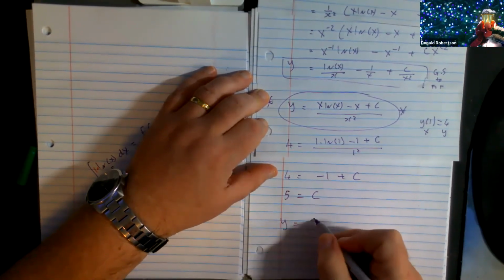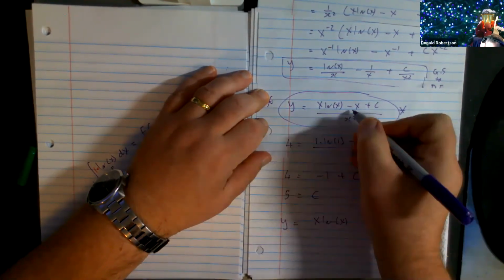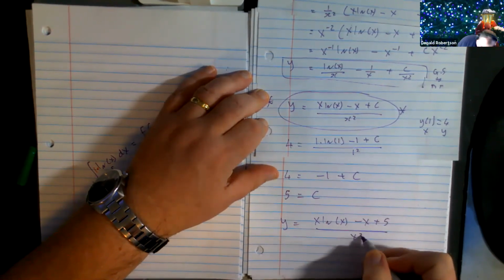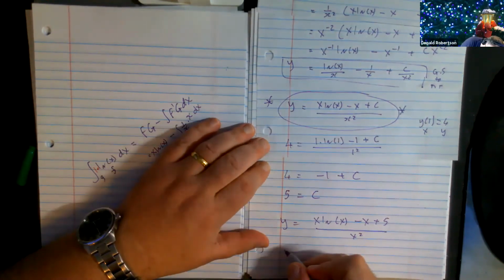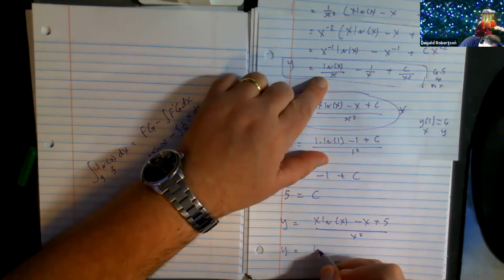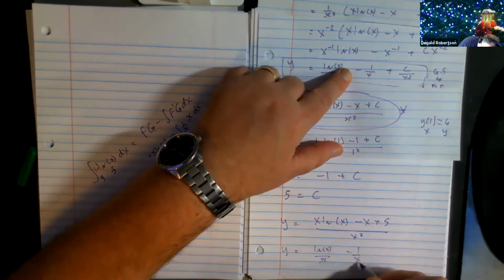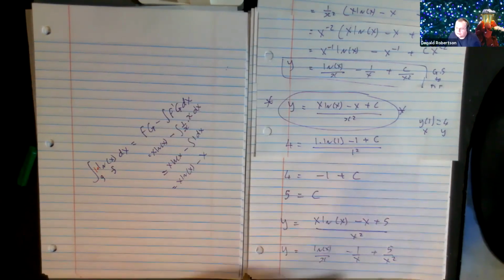So we have x log x, take away an x, plus 5 over x squared. Or log x over x, take away 1 over x, plus 5 over x squared. These are totally the same thing.